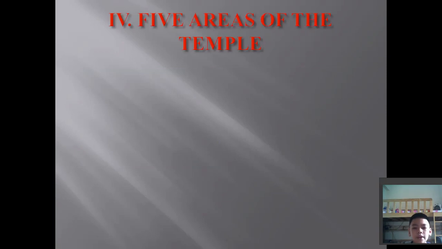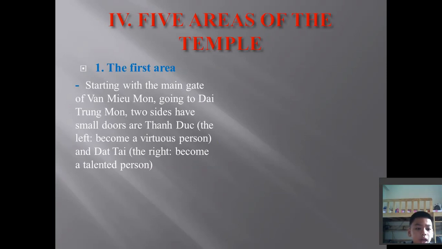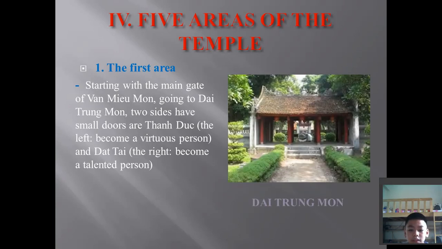The temple is known for its five areas. Let's start with the first area. Starting from the main gate of Văn Miếu Môn, going to Đại Trung Môn, the two sides have small doors: Thành Đức on the left, meaning become a virtuous person, and Đạt Tài on the right, meaning become a talented person. This is Đại Trung Môn.